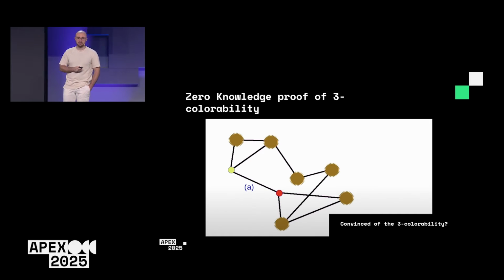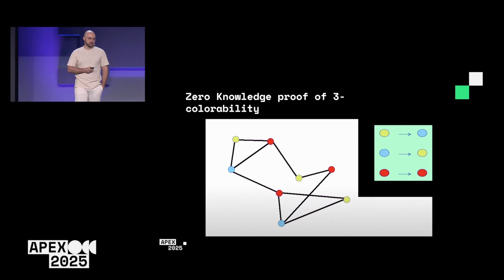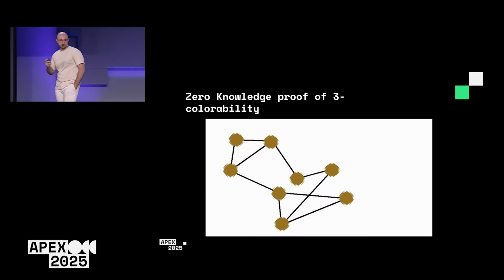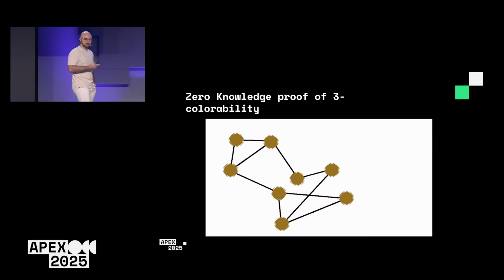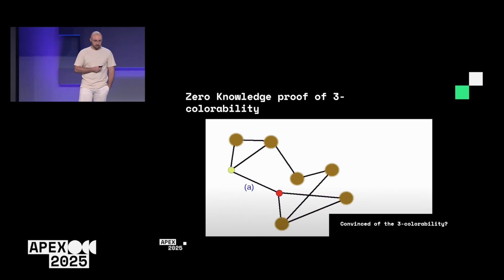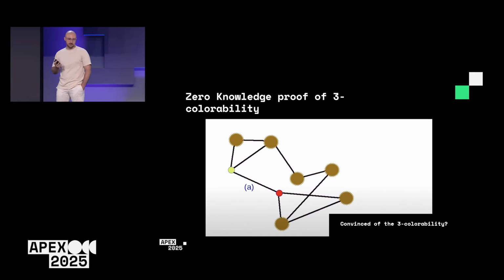So the solution to this is restarting it all from the beginning. I will re-randomize the solution. I will hide the vertices again and ask you to point to two other vertices in order to prove to you that they are not the same color. And again, I still have 6 chances out of 8 not to be caught.